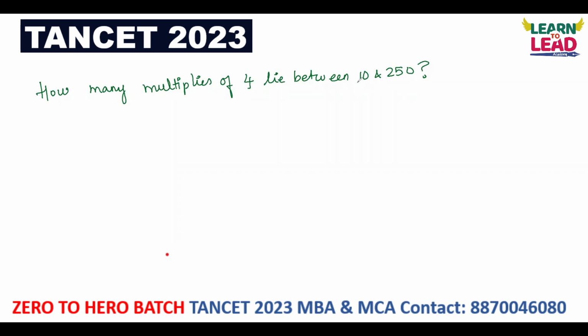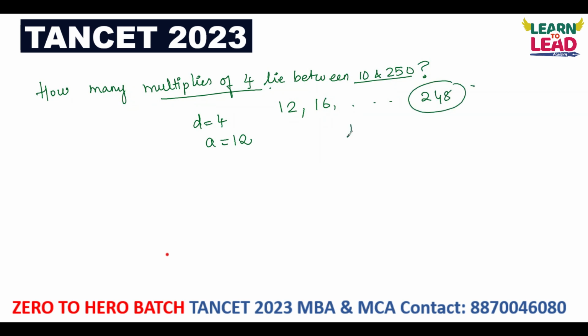See, lie between 10 and 250, right? What is the first multiple of 4 after 10? 12. Then 16. So, they are asking how many multiples of 4, so the difference will be 4. First term a is equal to 12 and what will the last term be? 250. 248 is the last number which is divisible by 4. So the last term is 248.